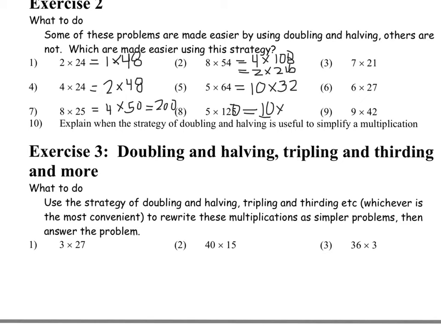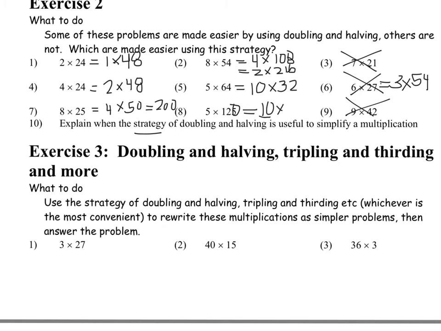7 times 21. Can I take half of 7? No. Can I take half of 21? No. That one's not helpful. 6 times 27. I could double 6. Could also half 6 and then double 27, so that would be 3 times 54, but that's not really very easy to solve. I don't think it really works for that one. 9 times 42, I can't take half of 9. I could double 9 to be 18, but I'm not going to want to take 18 multiplied by half of 42, so that one doesn't work either.